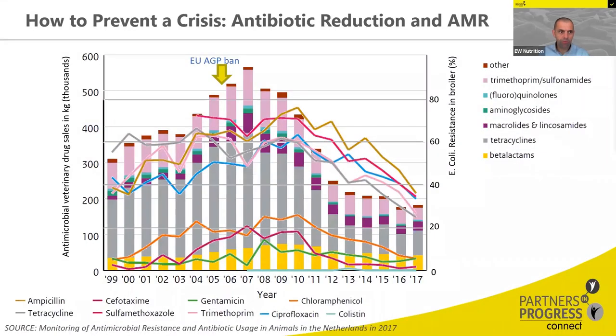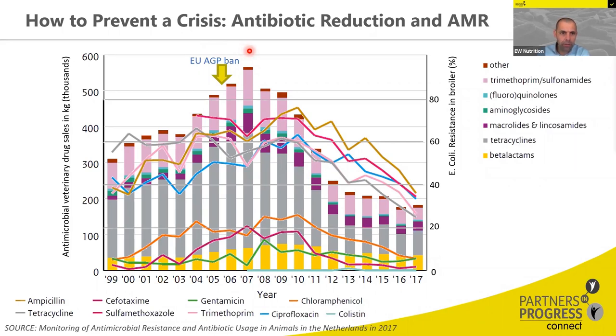Now, after introducing the concept of using E. coli as an indicator, I want to show you research from the Netherlands, because in the Netherlands, both the antibiotic use and the antimicrobial resistance have been monitored for almost 20 years. What happened in preparation for the 2006 European-wide AGP ban was an increase in therapeutic antibiotic use, as AGPs were gradually being withdrawn from the list of allowed feed additives.